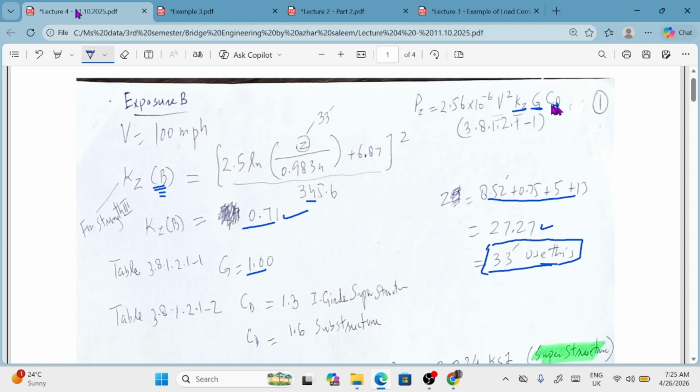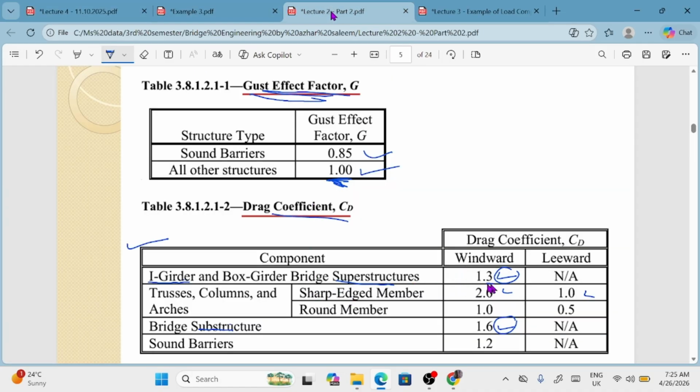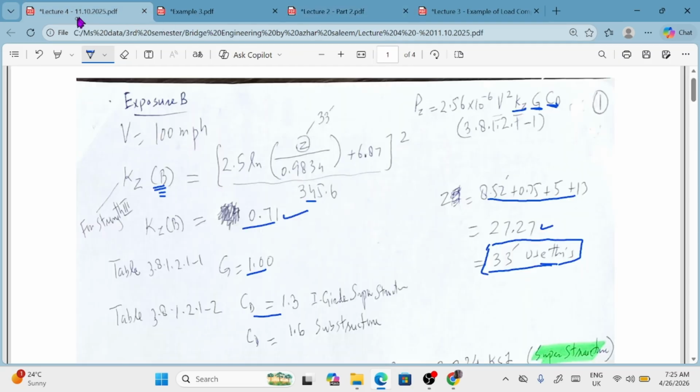And the next will be drag coefficient, which is CD. We can use this table to solve CD, which is 1.3 for I girder, 1 for sound barrier, and 1.6 for bridge structure. So CD is 1.3 for the superstructure, and CD is 1.6 for the substructure.